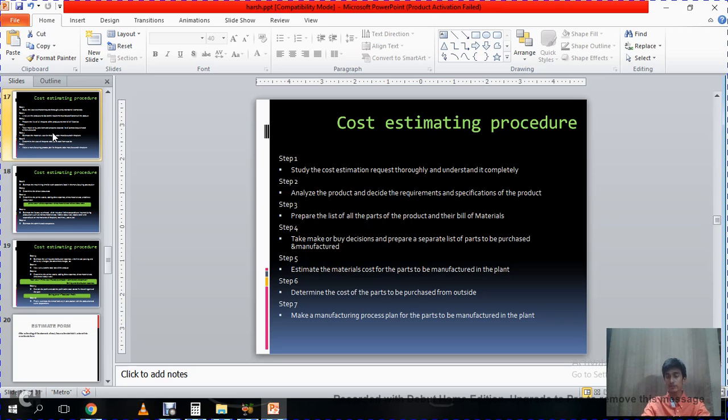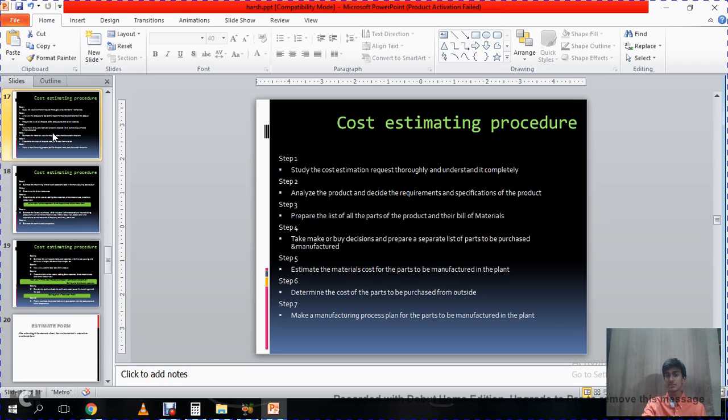Without understanding the future of the project, you cannot estimate it. Step 2, analyze the product and decide the requirements and specifications of the product. Step 3, prepare the list of all the parts of the product and the bill of materials. Step 4, take make or buy decisions and prepare a separate list of parts to be purchased and manufactured.